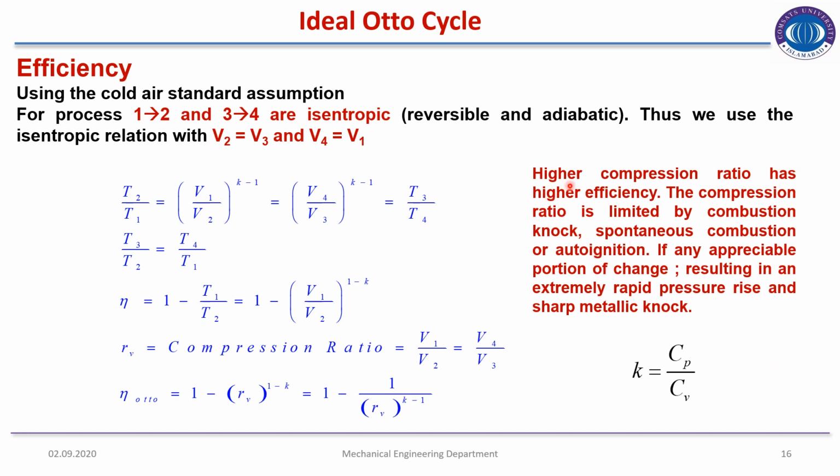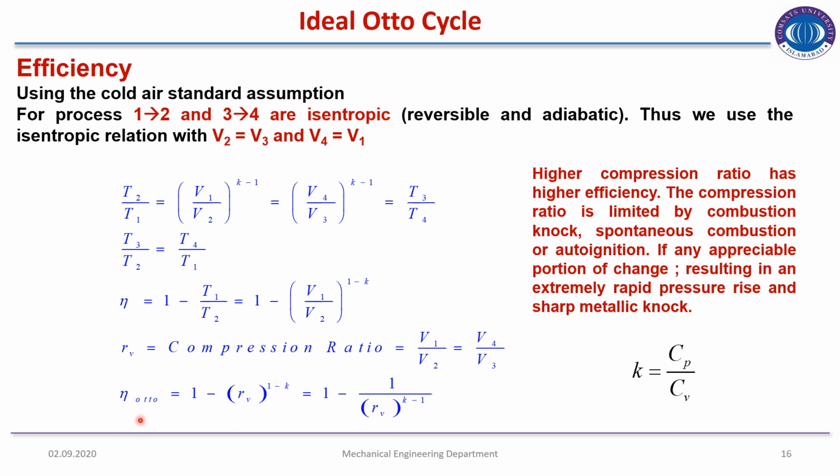The note is that a higher compression ratio has higher efficiency. As the value of the compression ratio increases, the efficiency will also increase. But the compression ratio is limited by combustion knock. So what is combustion knock? It is spontaneous combustion or auto-ignition of any appreciable portion of the charge, resulting in an extremely rapid pressure rise and a sharp metallic knock.